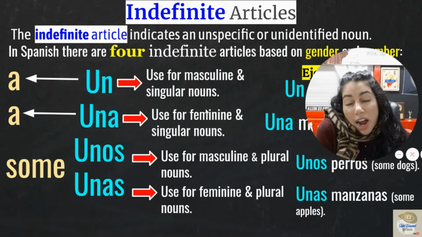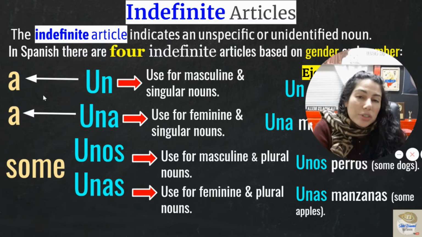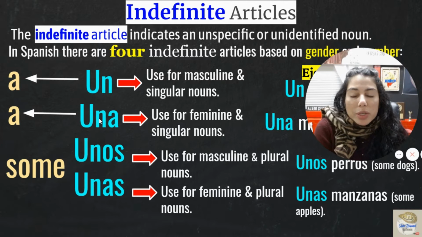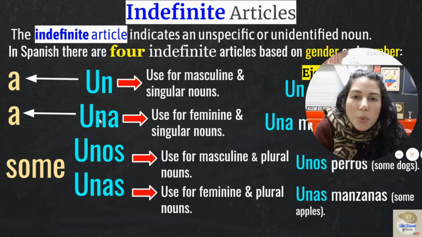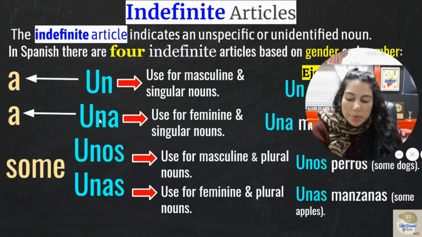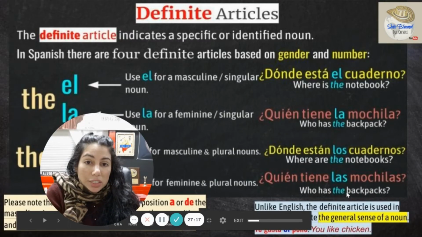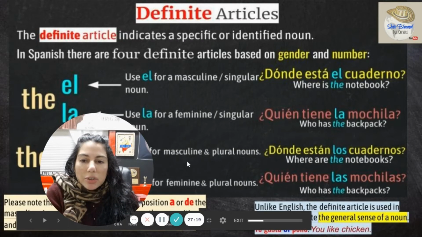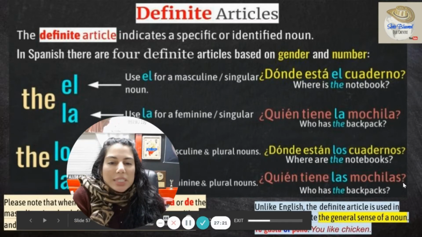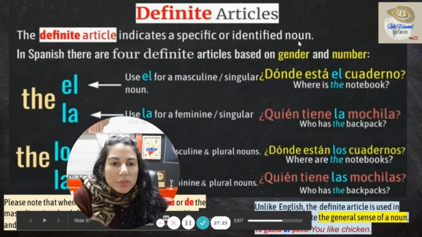So indefinite articles in English are a and some. So in English you just have two, in Spanish you have four because one is for feminine and one is for masculine, but it's pretty much the same concept. So now let's talk about definite articles. Definite articles indicate a specific or identified noun.